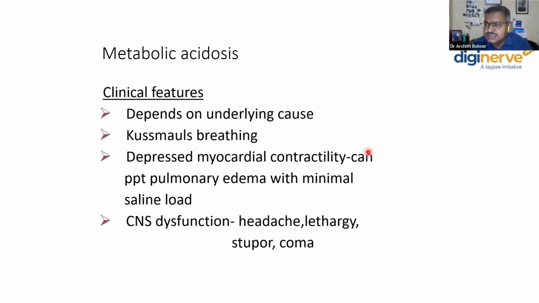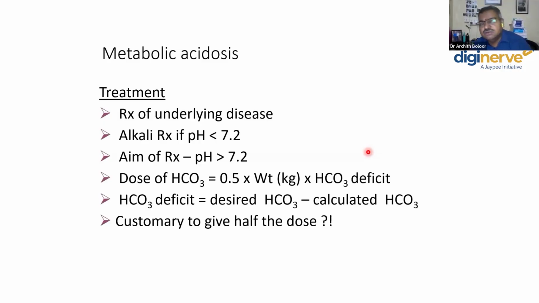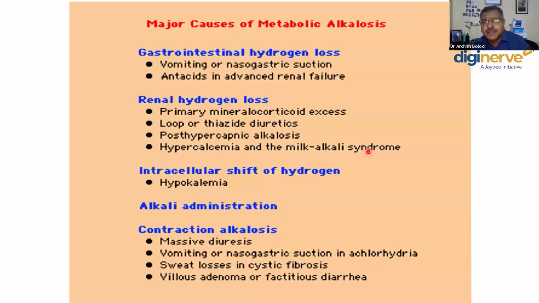Kussmaul's breathing, as I told you, is pathognomonic of metabolic acidosis. And this acidosis can result in myocardial depression and coma in severe cases. So our aim of treating metabolic acidosis is to correct the pH to more than 7.2. If the pH is less than 7.2, either we have to emergency hemodialyze or give the bicarbonate correction. So very, very important, please remember bicarbonate when we give boluses can cause severe hypotension. So you have to make sure that the blood pressure is maintained. Only then you give the bicarb correction.